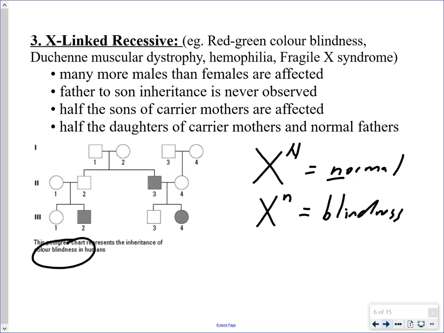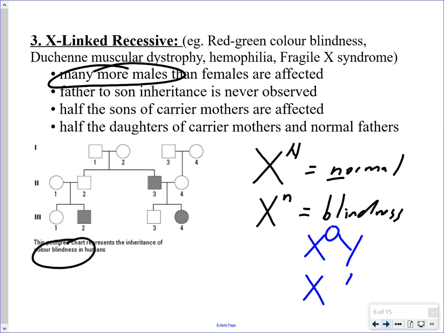So for this one, unfortunately, we don't see it all that well in this particular pedigree, but this is what you are looking for. There are many more males affected than females. There will be females affected, but in males it's much more common, and that's because males only need the one defective version. Males, of course, have an X chromosome and a Y chromosome, so if that defect is on the X chromosome, they only need one copy.